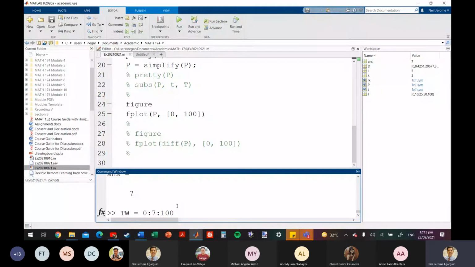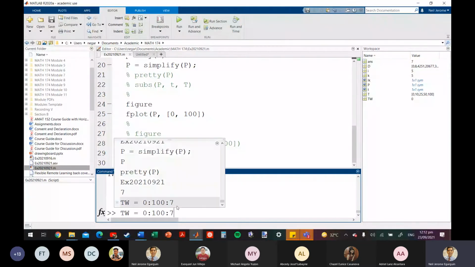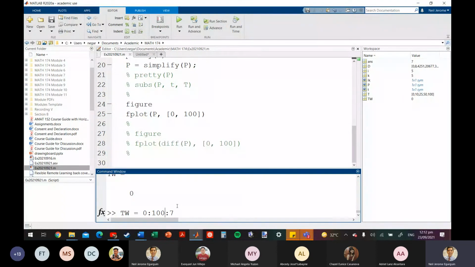Hindi, yun yung gusto kong syntax. So, tama yata yung kanina. Let's see. TW equals 0:7:100. Okay, there you go. Ano na bago? Okay. So, ang TW ko ay starting from 0, increment 7 until before it reaches 100. So, you will see here TW is 0, 7, 14, 21, until 98.